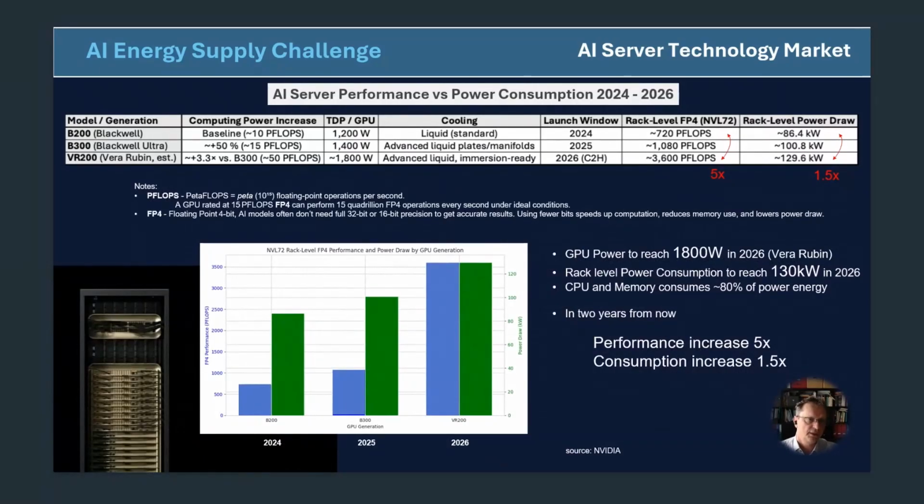If we compare AI server performance for current and upcoming generation in 2 years' time, we can see the significant increase in computing power, but also increase in consumption. On the other hand, the performance forecasted for next 2 years increases about 5 times compared to consumption, that is 1.5 times. So this is amazing technology improvement that is going to happen within next 2 years. Nevertheless, we have to be ready for a rack consumption reaching around 130, 140 kilowatts.